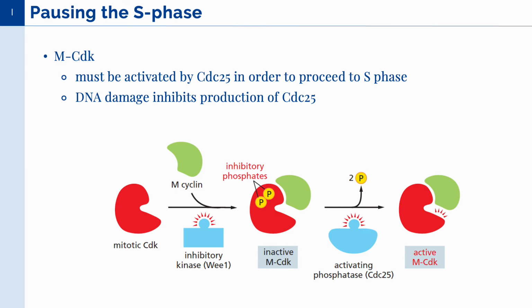Next, let's talk about a way that we can pause the S phase. And here, this is dependent on your mCDK. You see, in order for the S phase to go into the M phase, the mCDK must first be activated by another protein called CDC25, which is an activating phosphatase. However, when DNA damage is detected in the cell, this prevents or inhibits the production of CDC25. So unless the cell is able to repair that damage, the cell cannot move into the M phase.